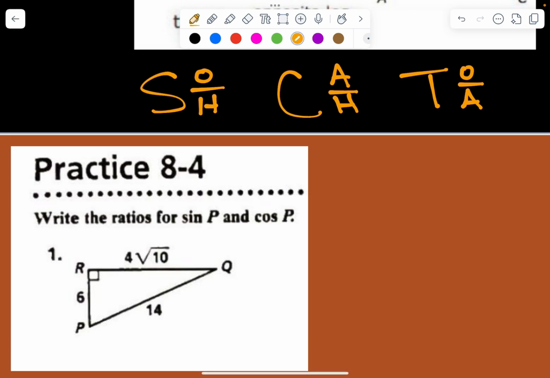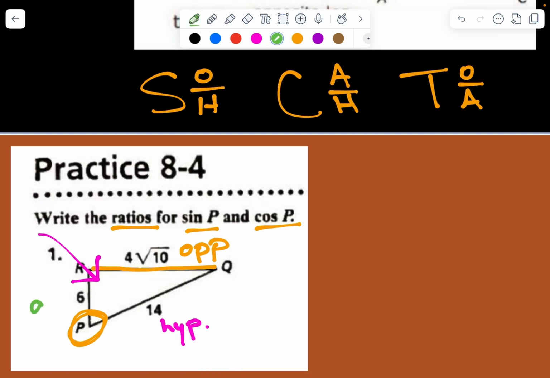We're going to do both the ratios for sine of P and cosine of P. So we're focusing from the point of view of the P, and from the point of view of the P, the opposite side is all the way over here, 4 square roots of 10. The hypotenuse is always being pointed to by that right angle, and that will not change. And then the leftover side that's right next to our angle is going to be our adjacent. So for this question, 6 is our adjacent side.